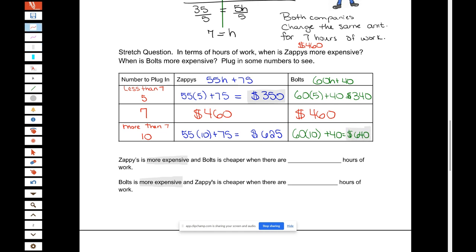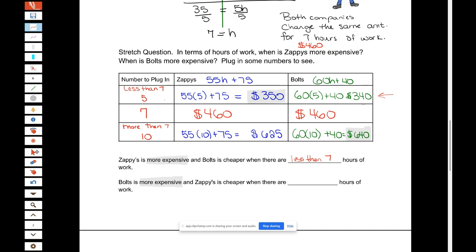So this is going to happen whatever number we put in, like less than 7, I could put 6, I could put 2.5, I could put any number less than 7. So Zappy's is more expensive and Bolts is cheaper. Like right here, Zappy's is more expensive and Bolts is cheaper when there are less than 7 hours of work. Don't write the number 5 that you plugged in, because there are other numbers for which it's going to be also cheaper. So it's going to happen no matter any number less than 7 you plug in.